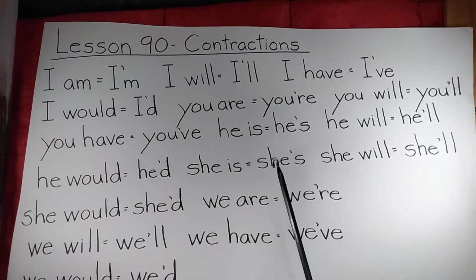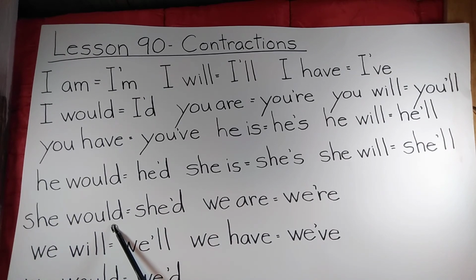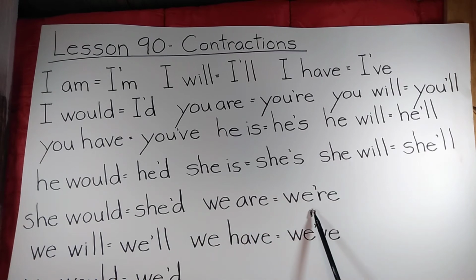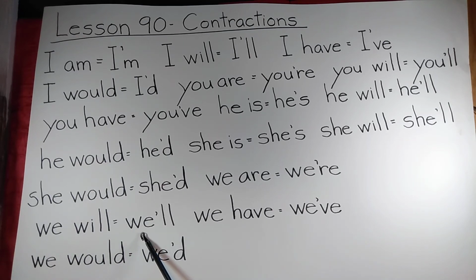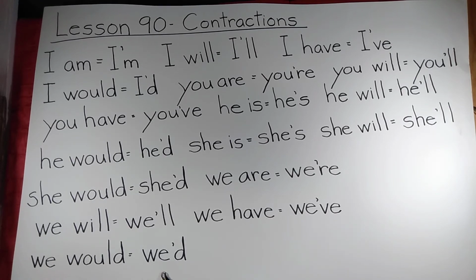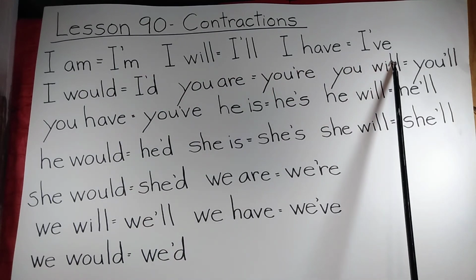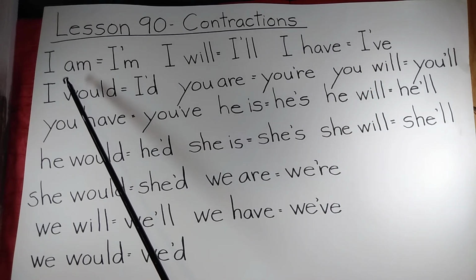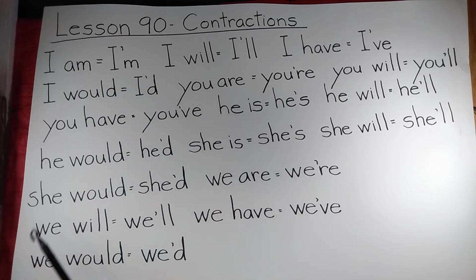She would, she'd. We are, we're. We will, we'll. We have, we've. We would, we'd. So now, teachers, I'd like you to have students read these to you and have them read just like I did, with the two words first and then the contraction. So press pause and do that.